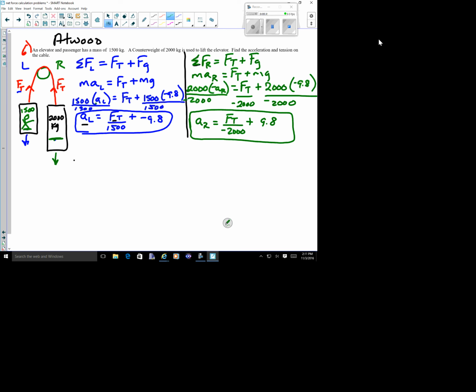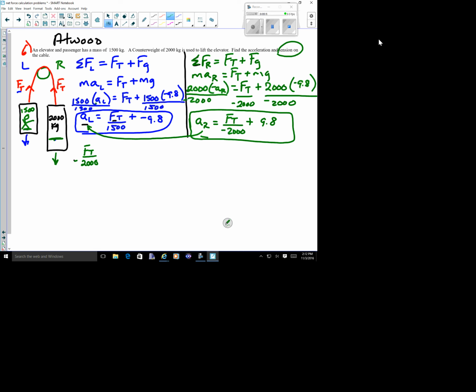So what I'm going to do now is this. Since they must be equal, I'm going to plug the acceleration on the right-hand side in for the acceleration on the left-hand side, because they have to be equal to each other, and solve for the force of tension, because that's what they asked me to find, is what's the tension on the ropes. So watch what I do here. I'm going to bring this whole green formula over to this one. So I'm going to have Ft divided by 2,000.